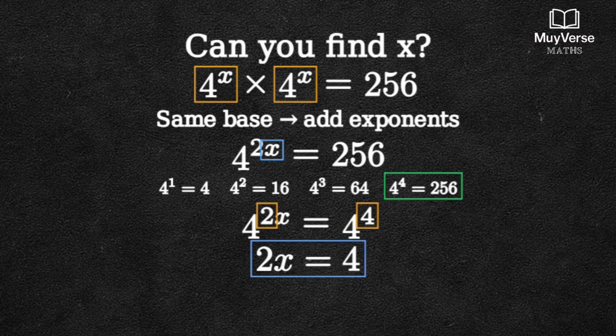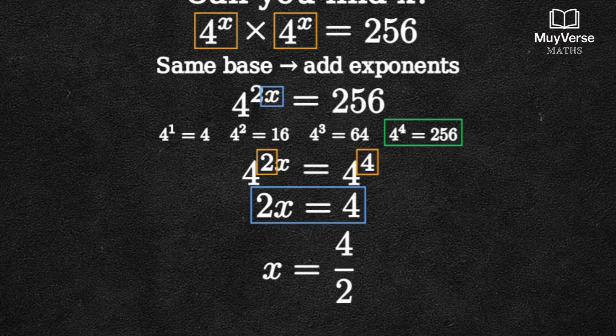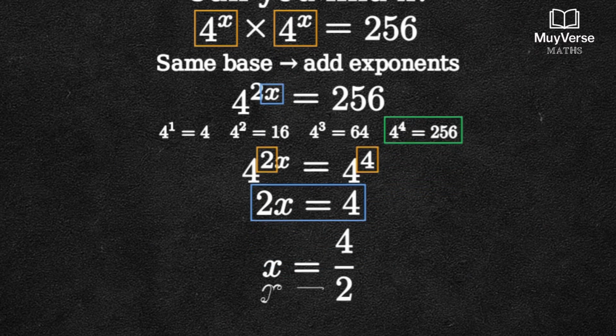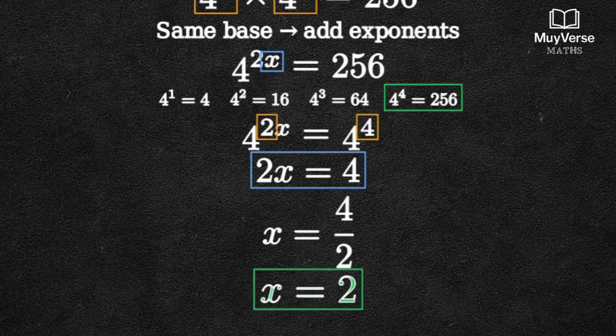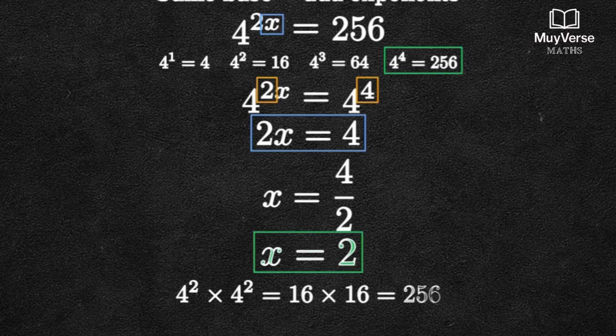2x equals 4. Step 4. Divide both sides by 2 to isolate x. So x equals 2. Quick check. 4 to the 2 times 4 to the 2 equals 16 times 16, which is 256. The answer is confirmed.